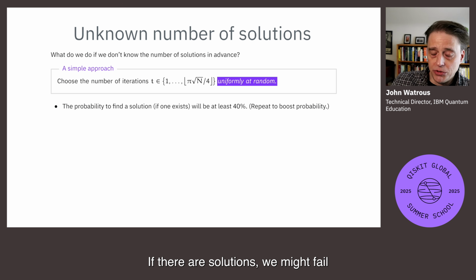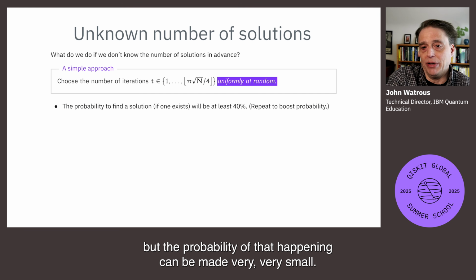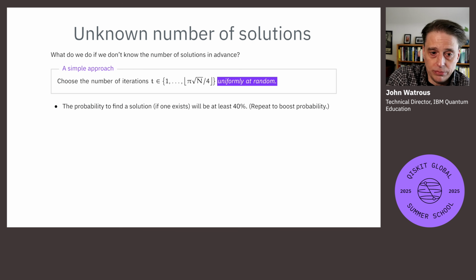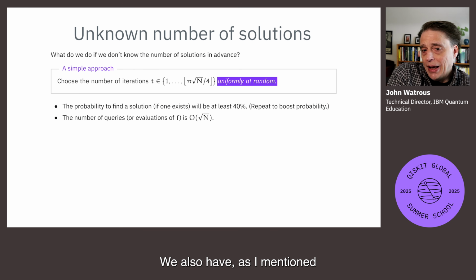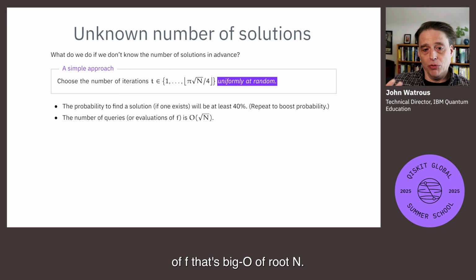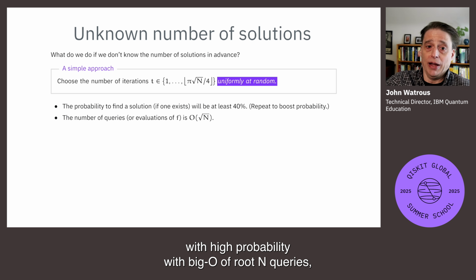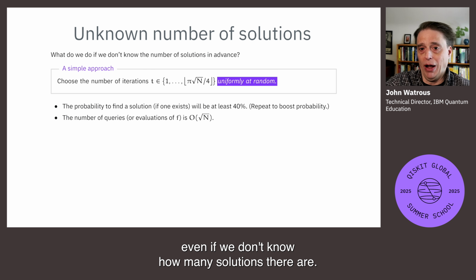If there are solutions, we might fail to find one and incorrectly declare that there are no solutions, but the probability of that happening can be made very, very small. We also have, as I mentioned a few moments ago, that this requires a number of queries, or evaluations of f, that's big O of root n. So, using Grover's algorithm, we can still solve the search problem with high probability with big O of root n queries, even if we don't know how many solutions there are.